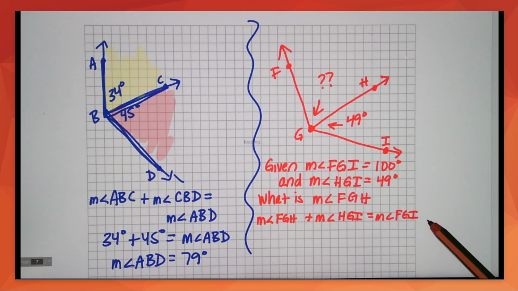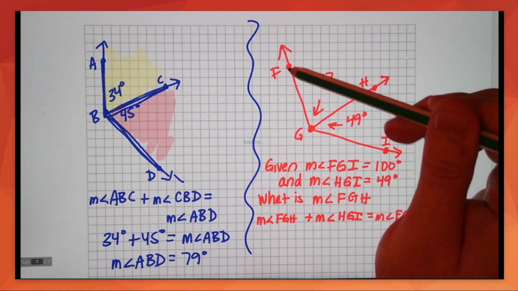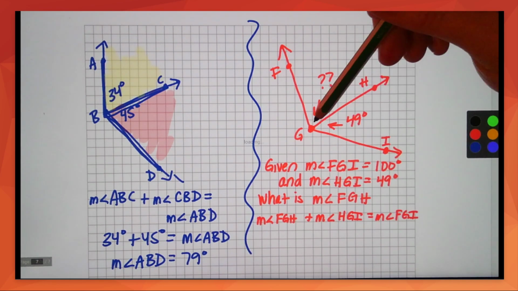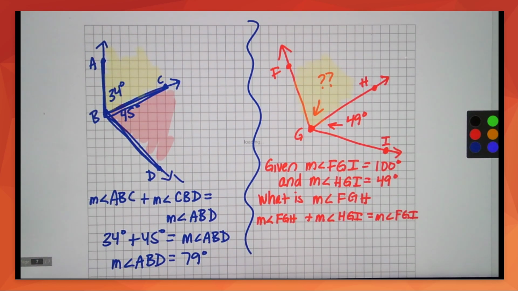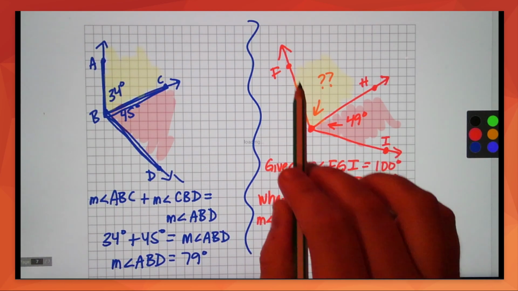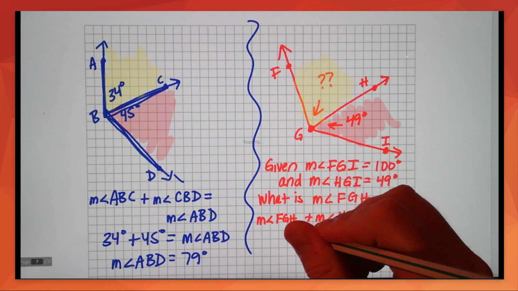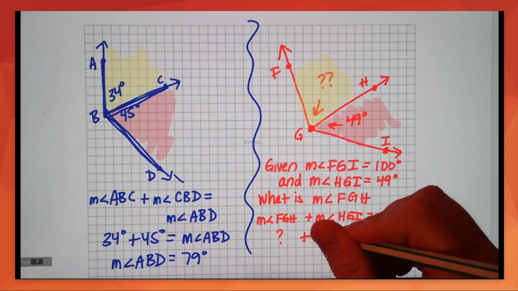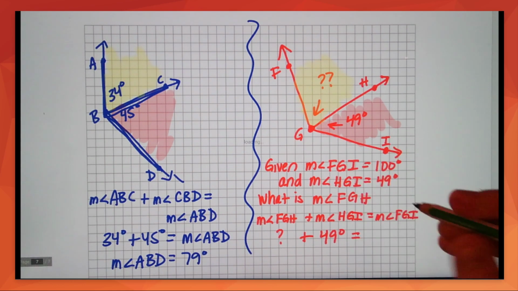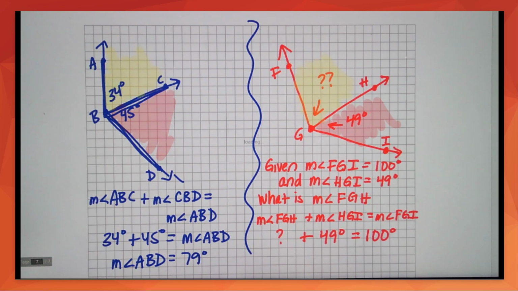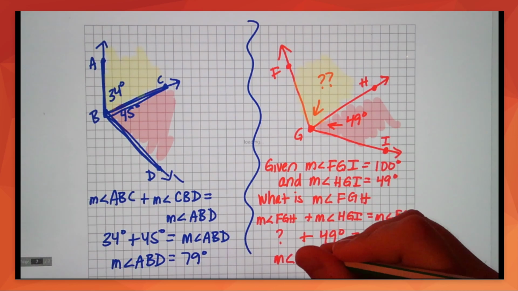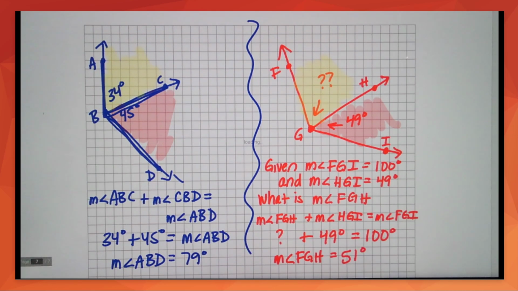I'm doing the angle addition postulate here to really draw out and explain that the measure of this angle right here, let's highlight it, this angle here, and the measure of this angle in here has to be equal to the measure of the whole big angle right here. And when we work this out mathematically, we don't know FGH, so something plus HGI, which is 49 degrees, equals the whole thing, which they told us was 100 degrees in the problem. So the measure of FGH, which we did not know, is 51 degrees. That, my friends, is the end of this lesson. We have covered everything that we need to do.